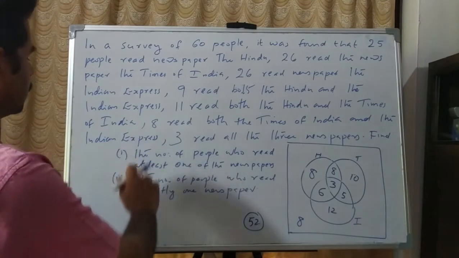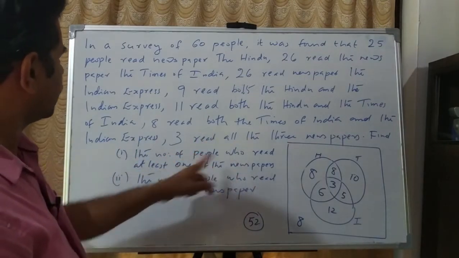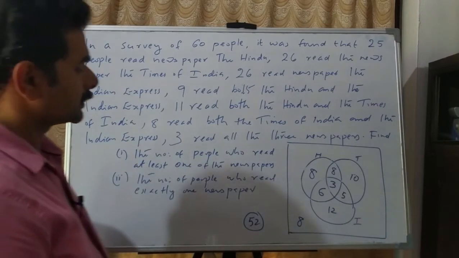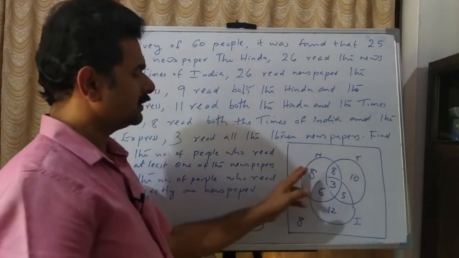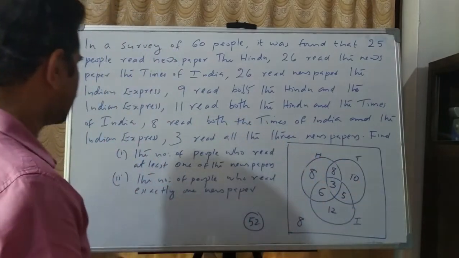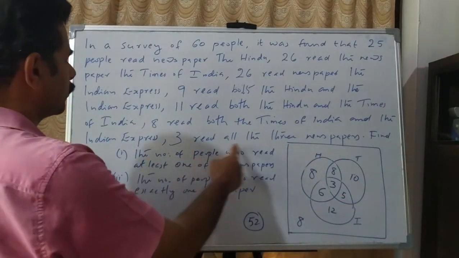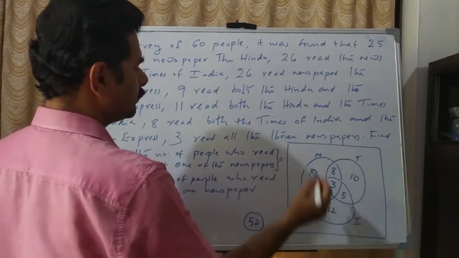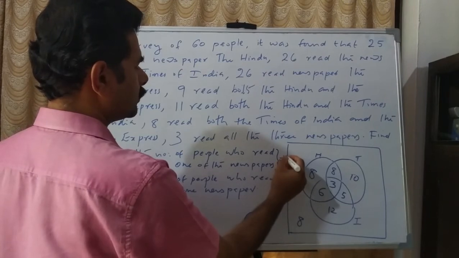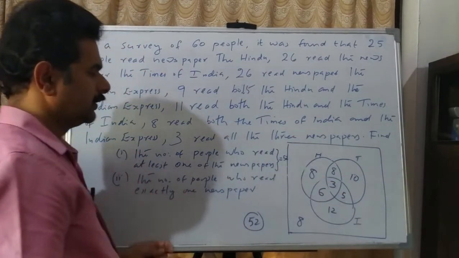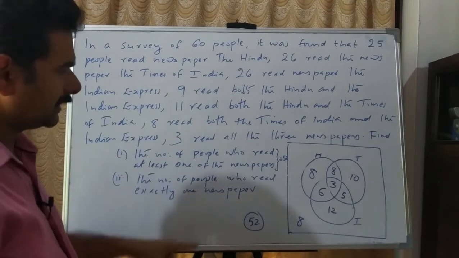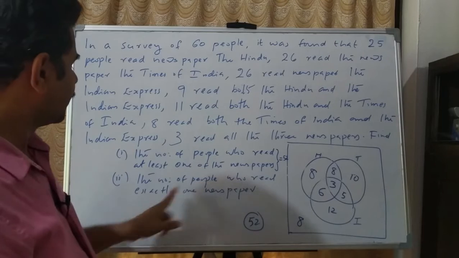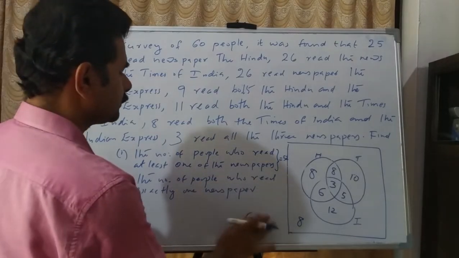Then answer this question. The number of people who read at least one of the newspapers. At least one of the newspapers means what? 52. Because we got 52 as the answer. So the answer for the first question, the number of people who read at least one of the newspapers, is equal to what? 52. Okay. You write the point once again, then answer. 52.